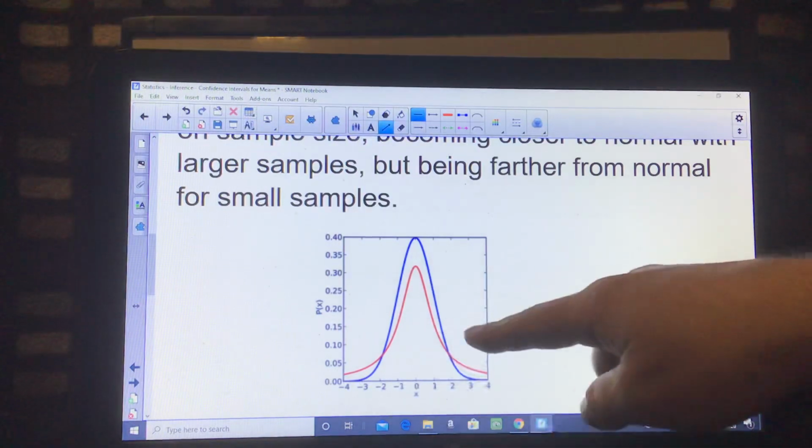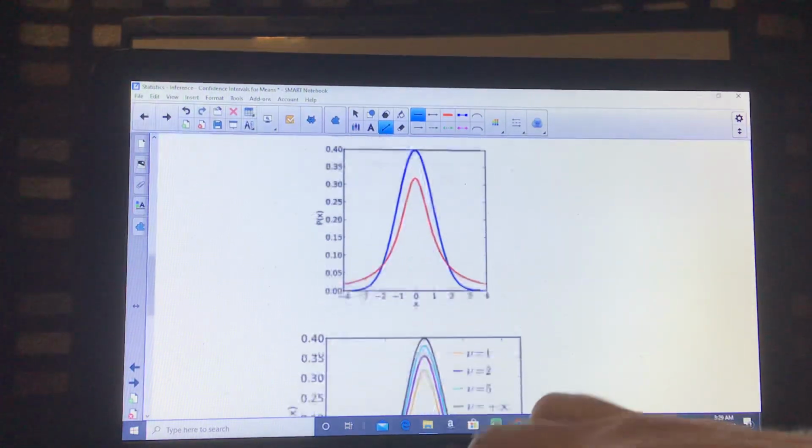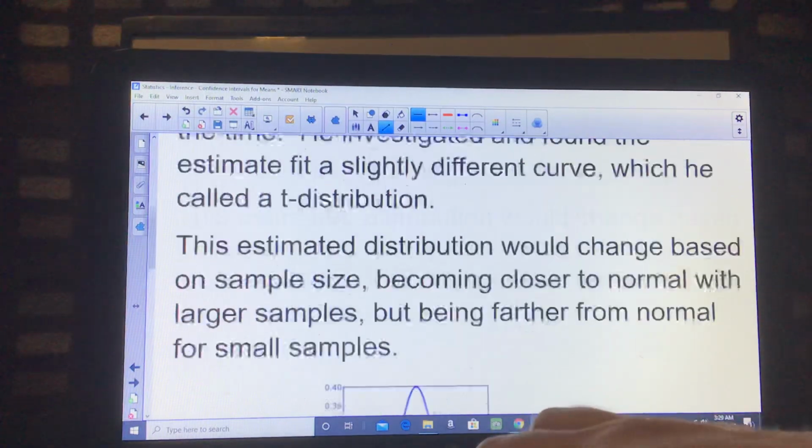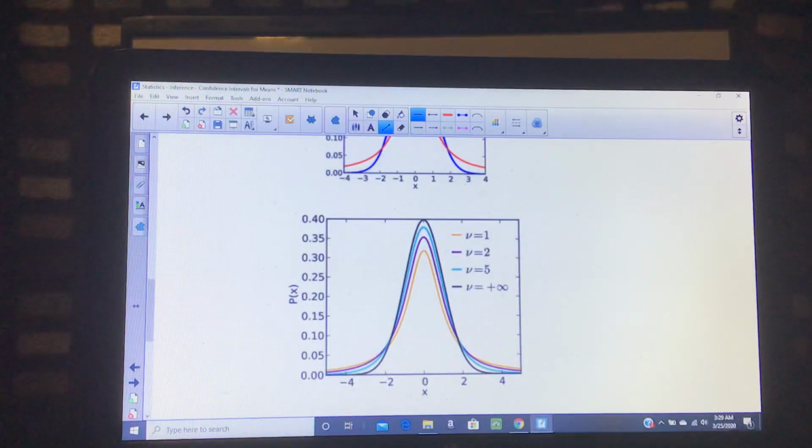Now, the red curve is only one of many t-distributions. So now I'll show you a picture of a lot of them. If I can get it to come up. There we go. So on this one, the black curve is the normal curve.